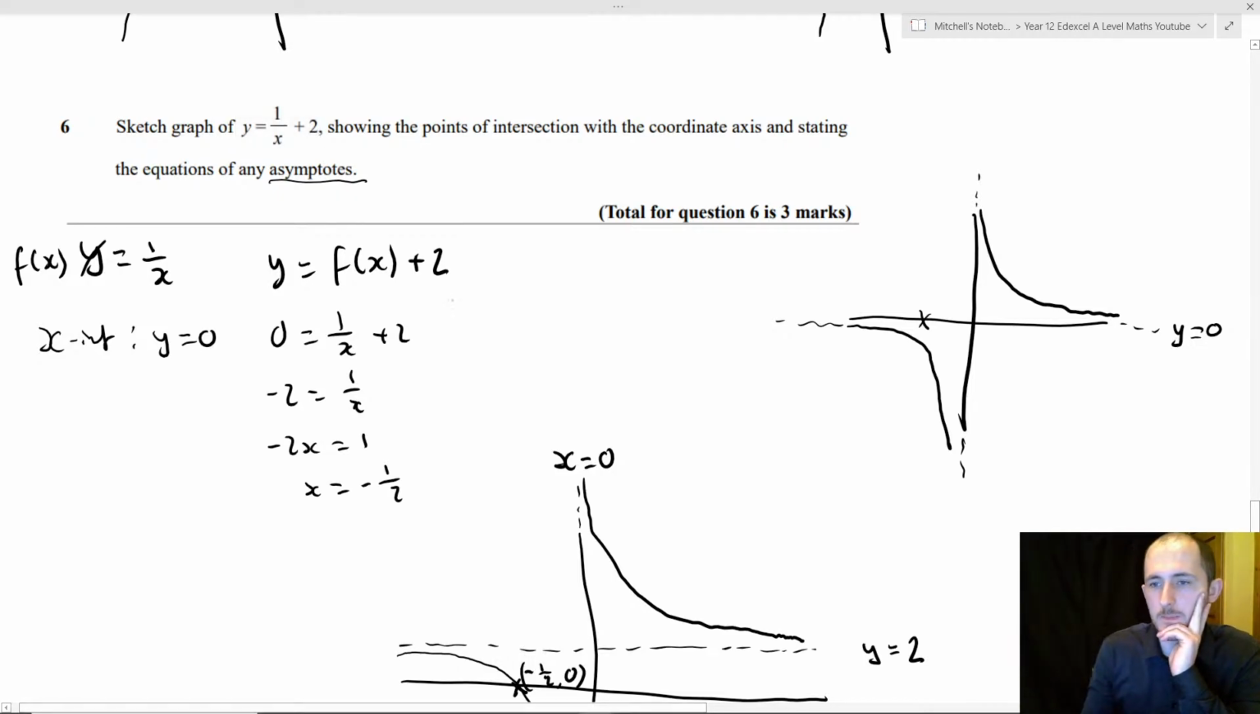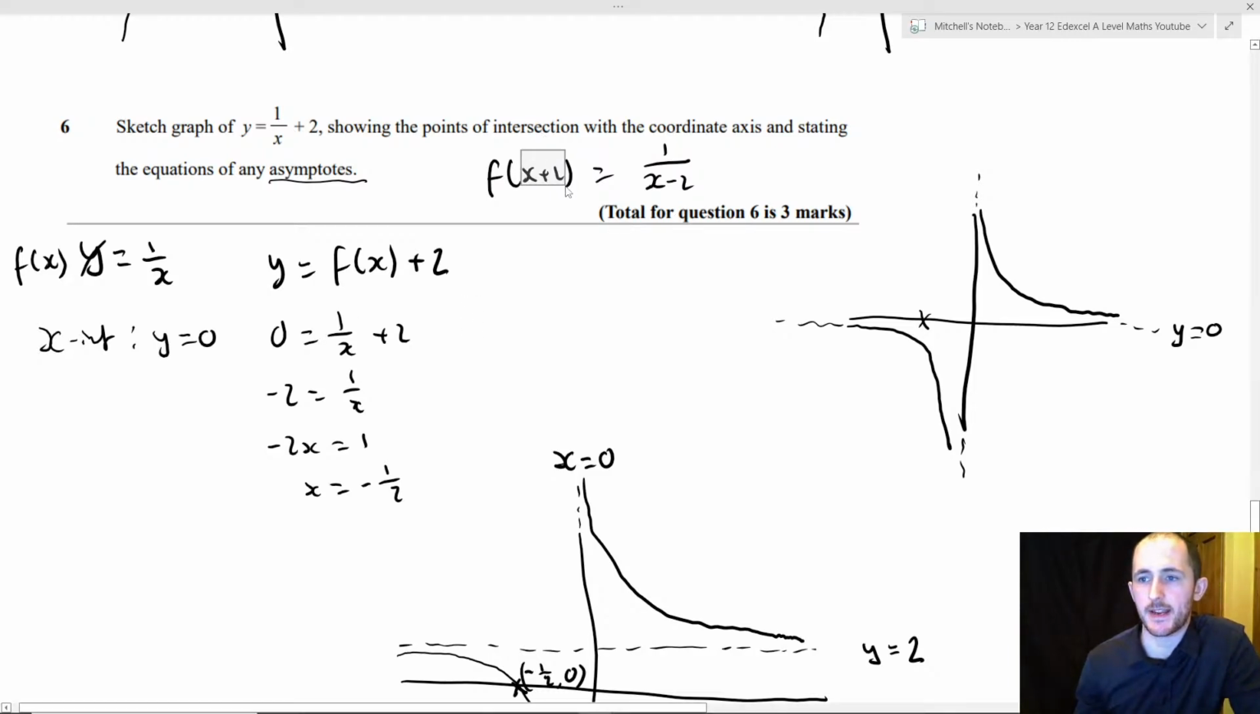Now, what some students ask me is, what would it look like if it was the same question, but it was f of x plus 2 inside the bracket? Then you'd have something along the lines of 1 over x minus 2, and that's what you're plotting. For it to be inside the bracket, it needs to be in the same part of the function as x. This is the main function here, and then we're adding 2 to it. If that plus 2 was in the same part of the function, which is a divide, then it would be inside the bracket.